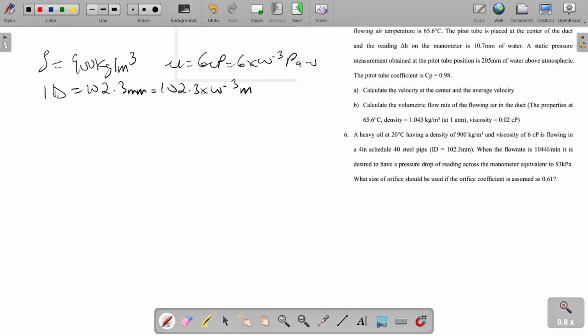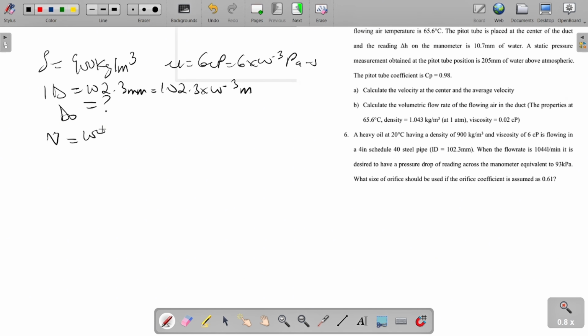The size of orifice means that they want us to calculate d naught, which is the diameter of the orifice. If you check your orifice meter, you have an orifice, then you have where the flow meter is connected to the pipe, with the pipe diameter, and it's also connected to a manometer, where readings can be taken. So over here, they want us to calculate d naught.